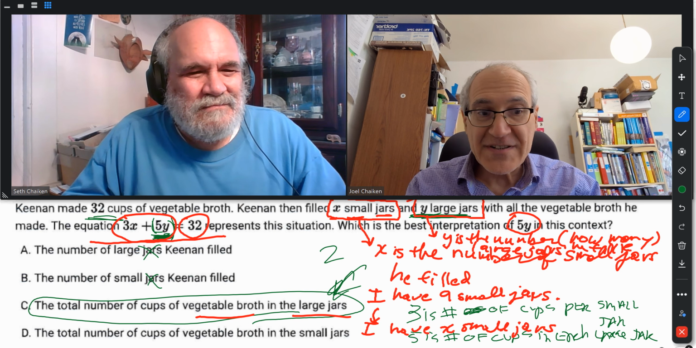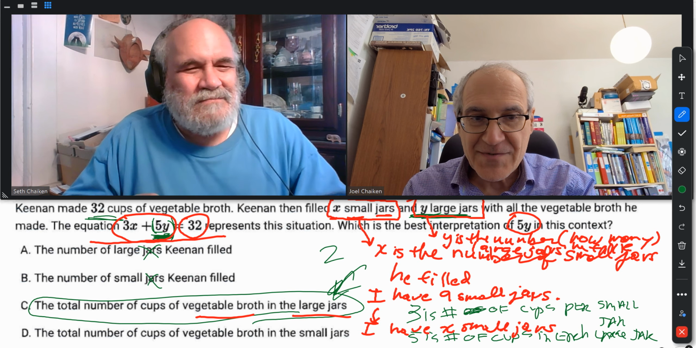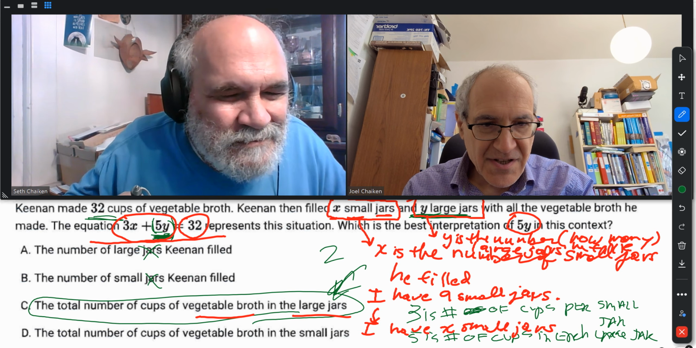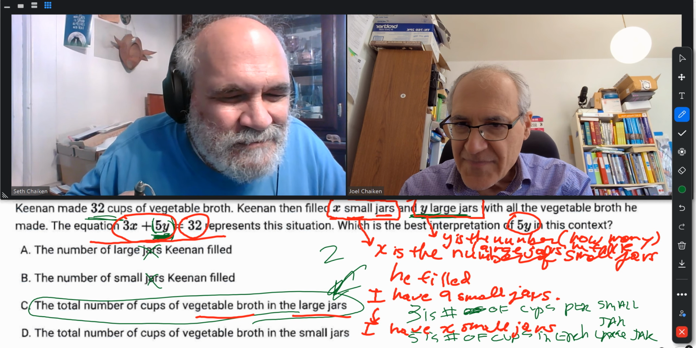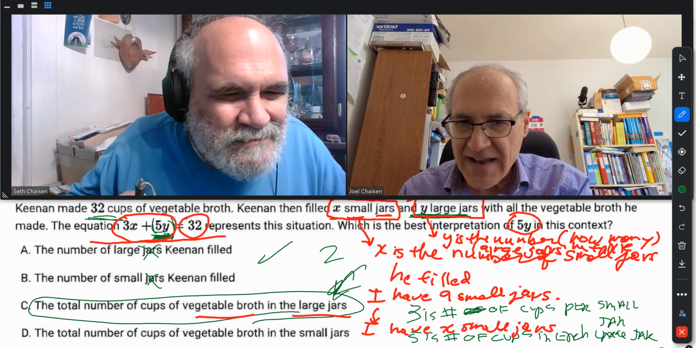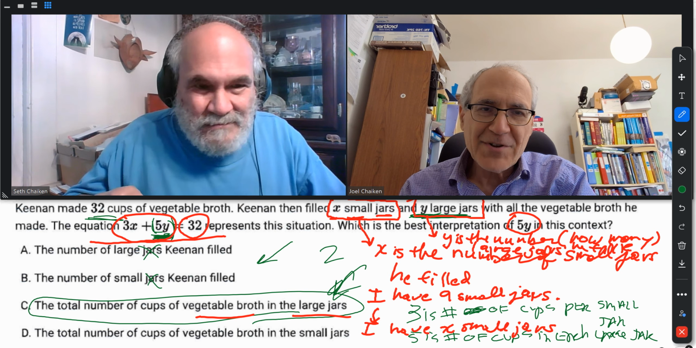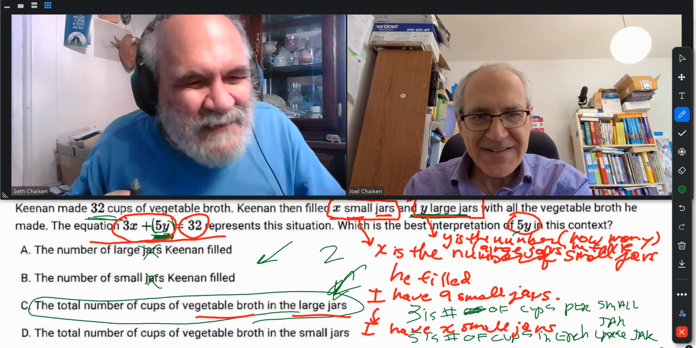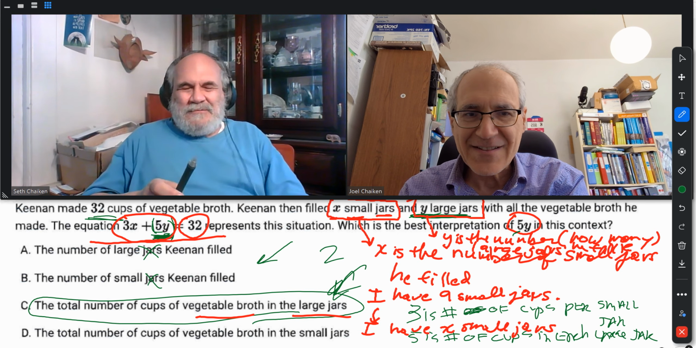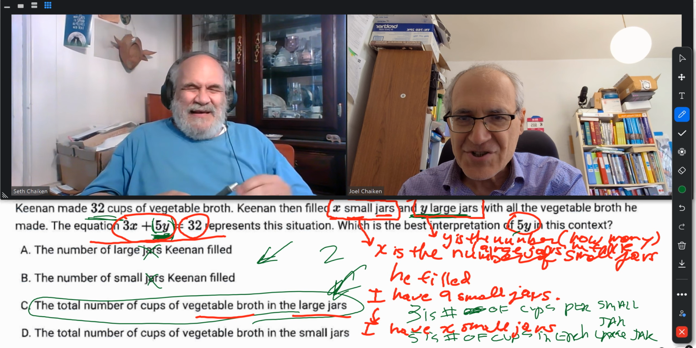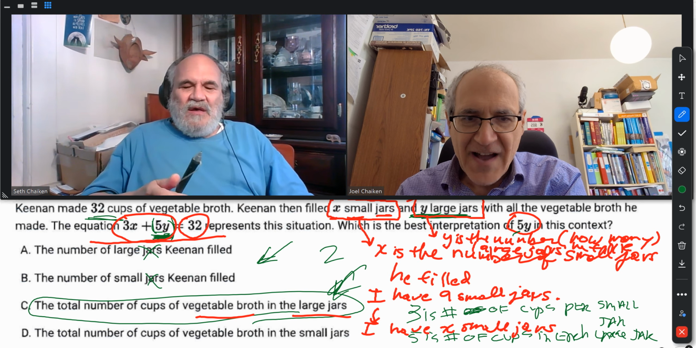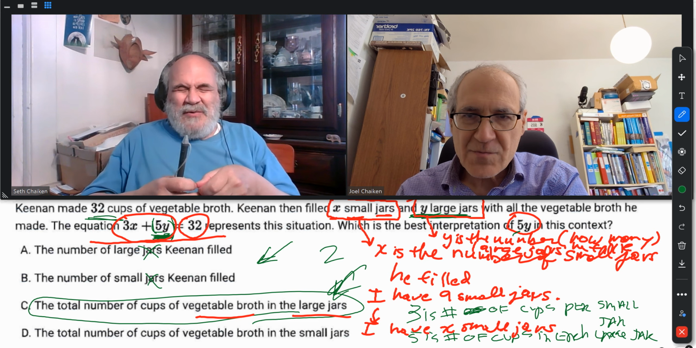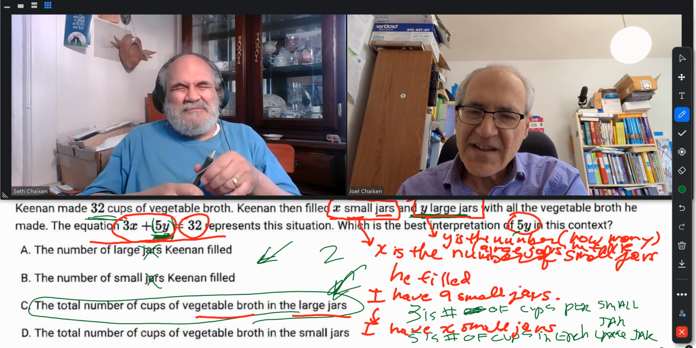And I do remember when we did this question a few months ago, I jumped for the 5 and looked for the answer of 5, which is the number of cups in each jar. Now, I can't believe they didn't put that as one of the choices for the people who would jump and just look at what the 5 means. I'm shocked, because when we did this a few months ago, they had a distractor saying it's 5, the number of cups in each large jar. They could vary it a lot. Yeah, they could vary it a lot.